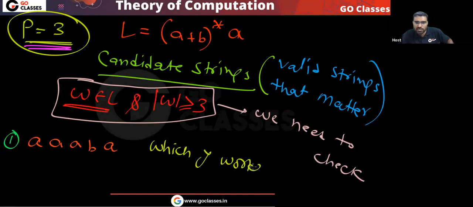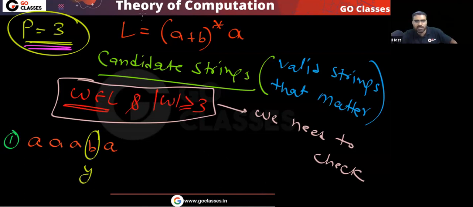Which y works for this string, for AAA, BA? Which y will work for this string? So you tell me, will this work? Will this y work? No, no, no. Remember, your y should be within the first three symbols. So no, this is an invalid y.